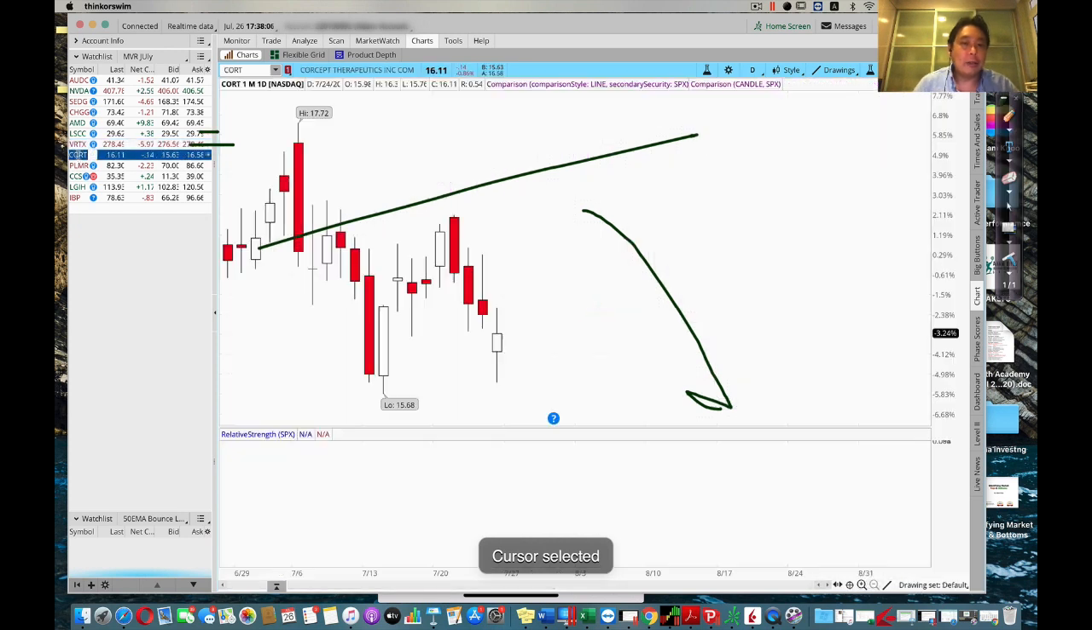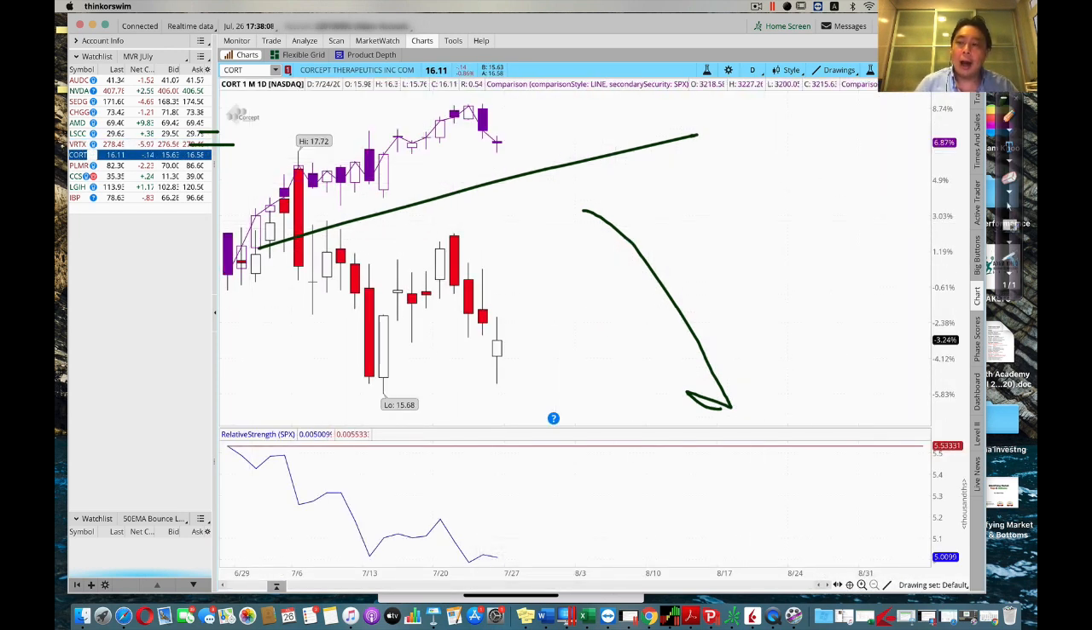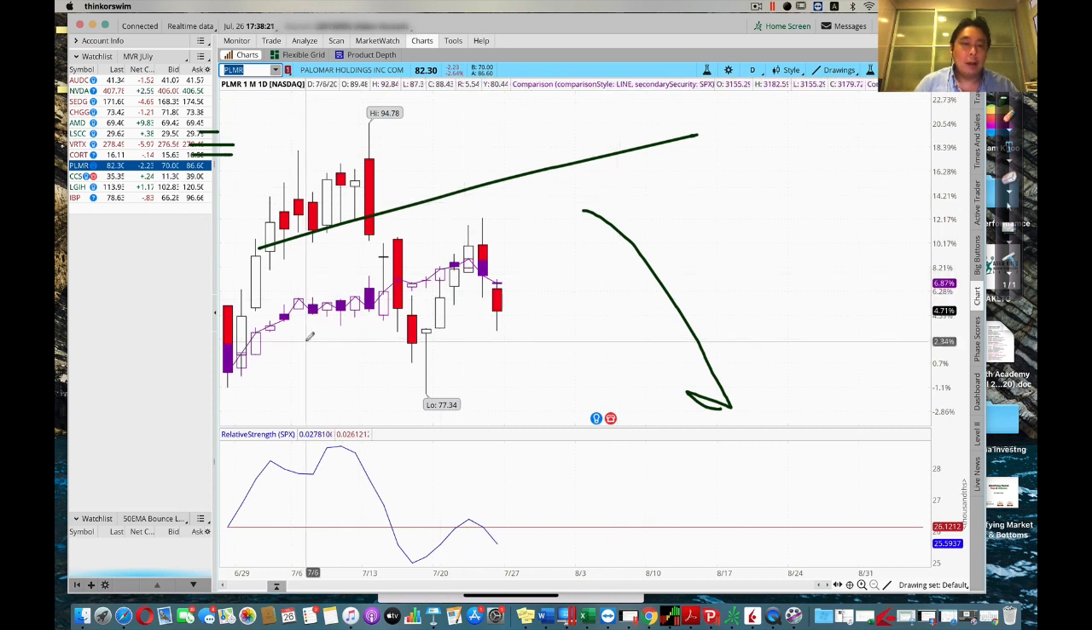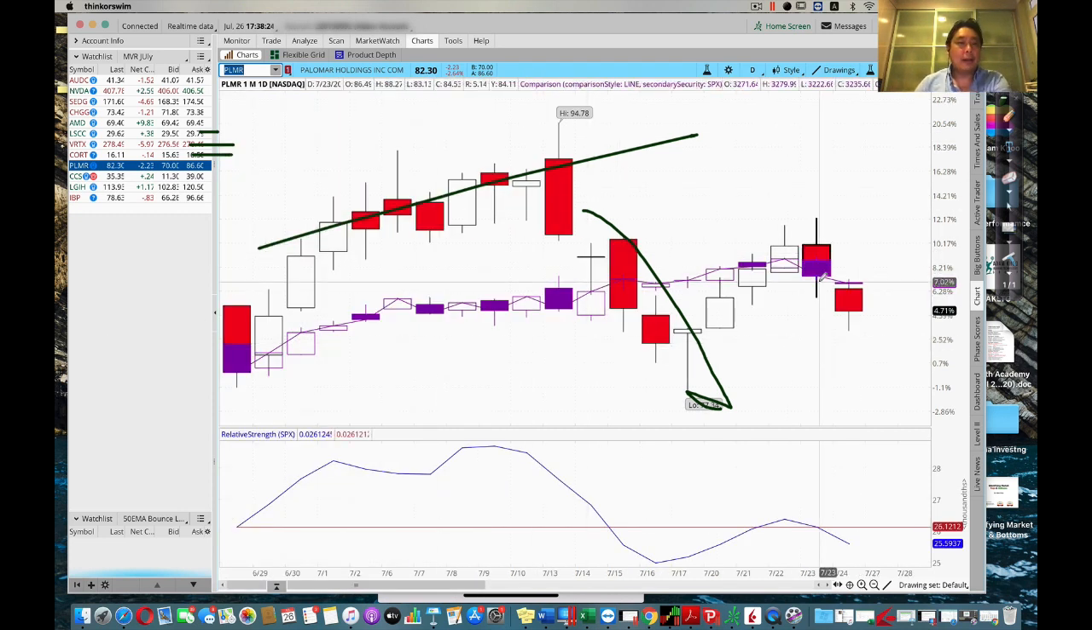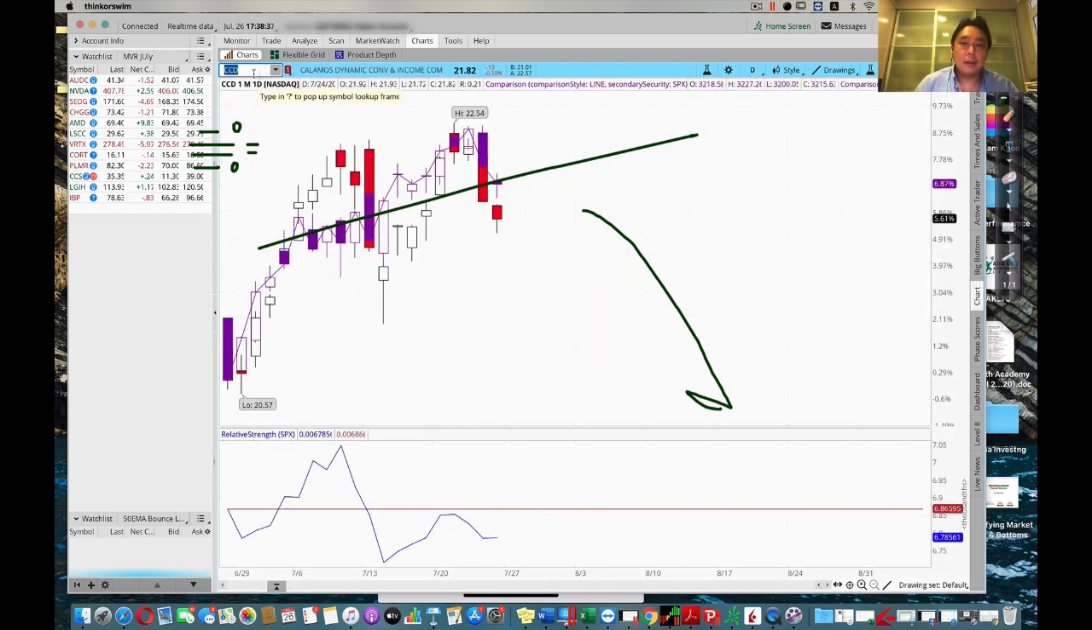Okay, and next one, CORT. Okay, this one underperformed as well, as you can see. Went down, market went up. So this one did not do well as well. Next one, PLMR. And this one performed together with the market, right? So this was together, this was together, this was underperform, right? Next one, CCS. Okay, this one also performed in line with the market. All right, this was in line as well.